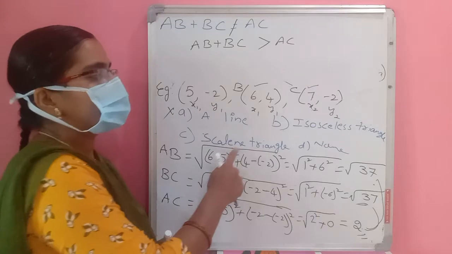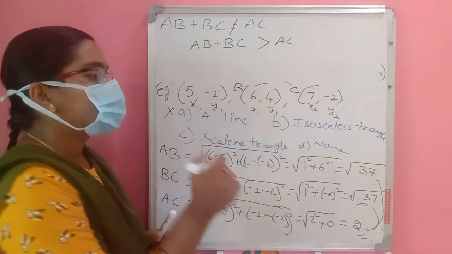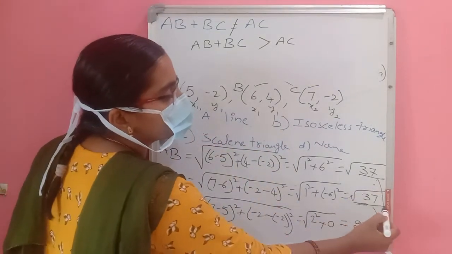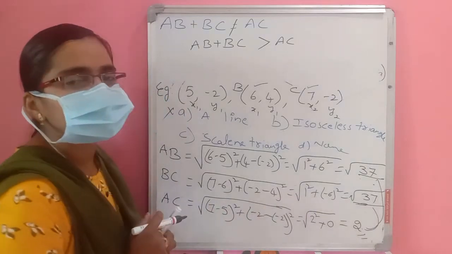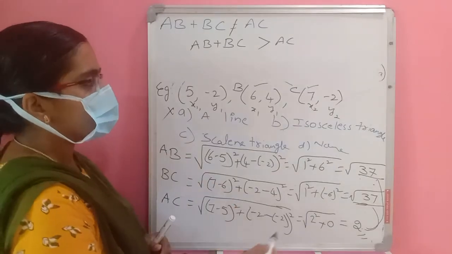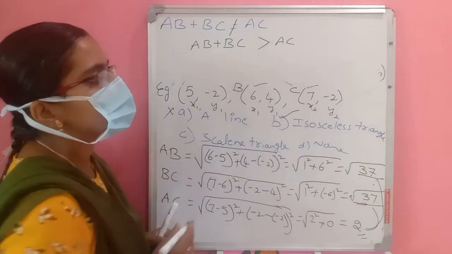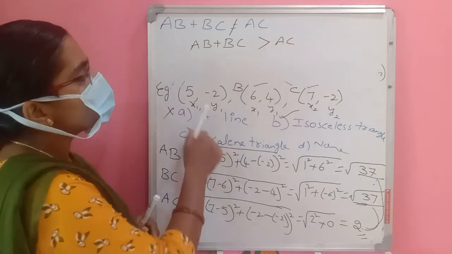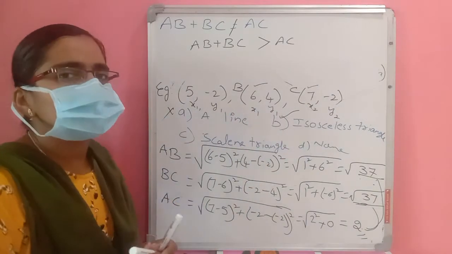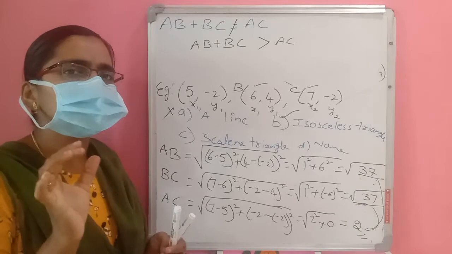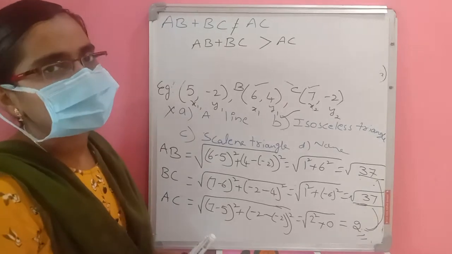But whether it is scalene or isosceles triangle, here two sides are equal. Square root of 37, square root of 37. When two sides are equal, then we say that is an isosceles triangle. So these 3 points are the vertices of a triangle, an isosceles triangle.